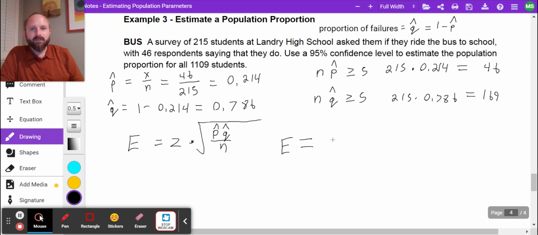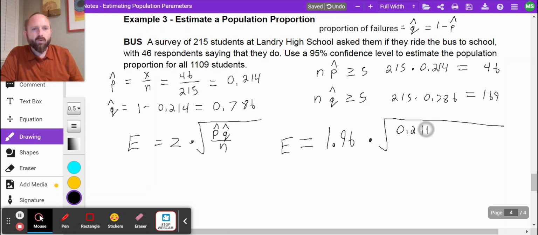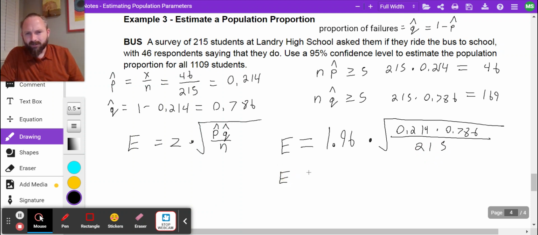So our error will equal, and 95% was 1.96, so 1.96 times the square root of 0.214 times 0.786, and then we divide by 215. And so we get an error right here of 0.055. So now we just need to determine our confidence interval.